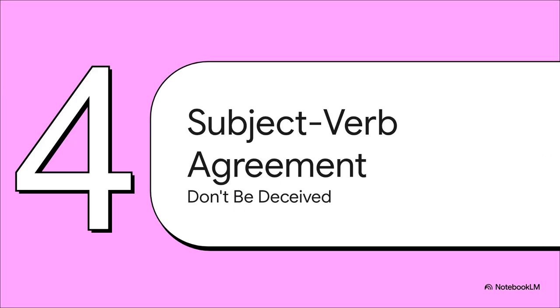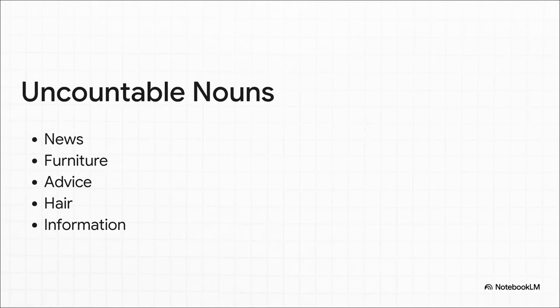Section 4. Subject-verb agreement. Don't be deceived. Take a quick look at words like news, furniture, or advice. Now, they might seem plural in your mind, right? You probably think of a lot of news or a whole room completely full of furniture, but grammatically, they are strictly uncountable. And because you literally can't count them, they always take a singular verb. So it's the news is good, not the news are good. And the furniture has arrived, never have.